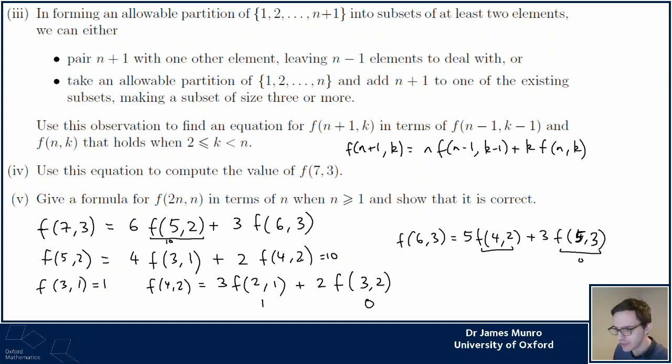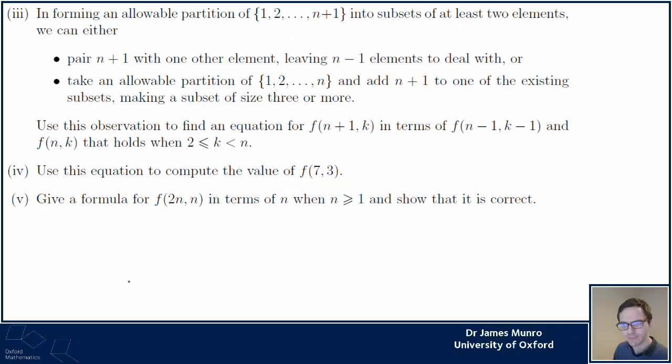f of 4, 2, I already worked out was 10. Was it 10? Oh no, this whole sum was 10. f of 4, 2 was 3. So this is 15. My total sum at the end there, f of 7, 3, is finally 6 times 10 plus 3 times 15, which is 60 plus 45, is 105. That's quite a lot of partitions. I'm quite glad that I didn't try and work them all out and write them all down and count them. 105 is too big.